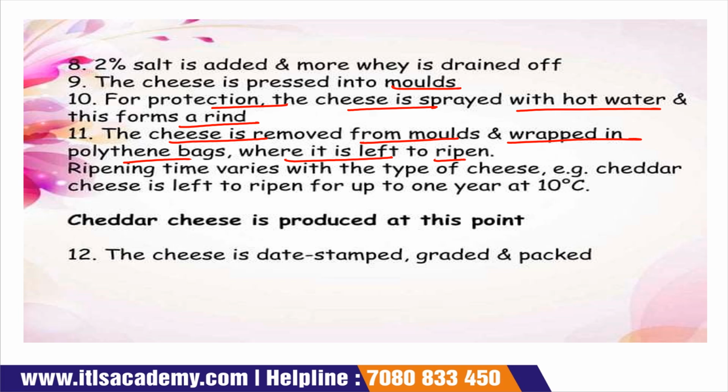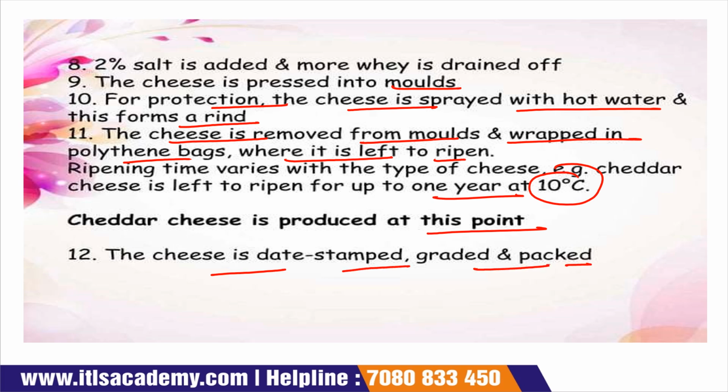Ripening time varies with the type of cheese. For example, cheddar cheese is left to ripen for up to 1 year at 10 degrees Celsius. Then cheddar cheese is produced at this point. The cheese is date stamped, graded and packed.